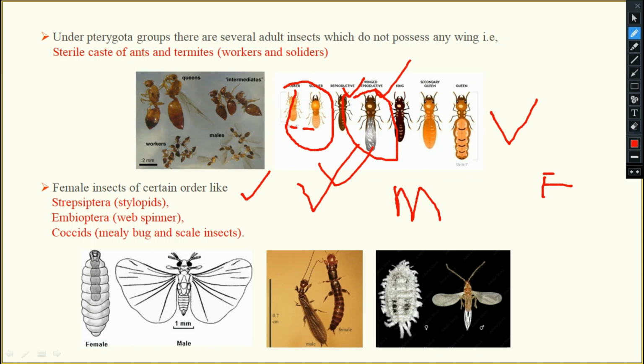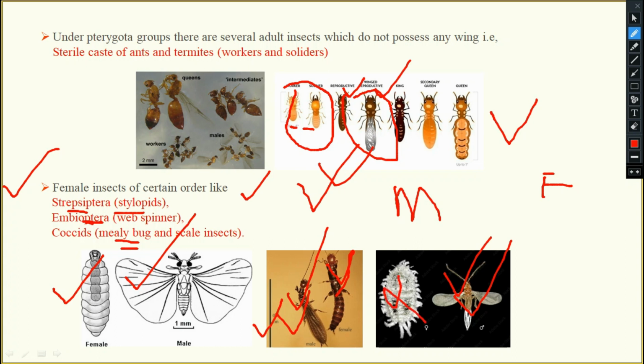Similarly, in the Strepsiptera order, stylopids, the females are wingless. In Embioptera, web spinners, also the females are wingless but males are winged. In case of mealybugs, males are winged, but the female does not possess wings. Clear? This may come in the exam: which insect females do not have wings? It may be Strepsiptera stylopids, Embioptera web spinners, or Coccoidea mealybugs.